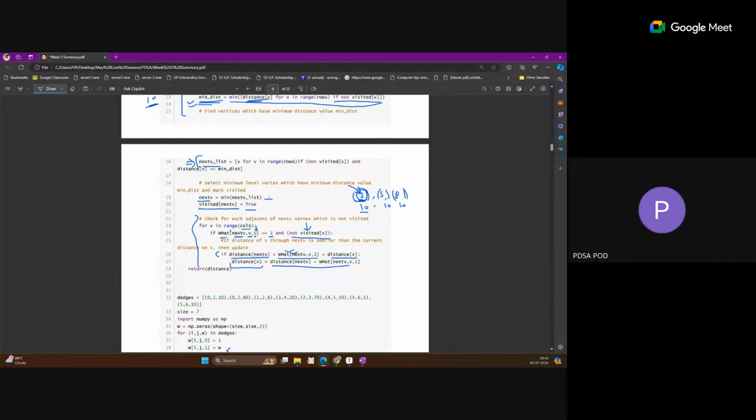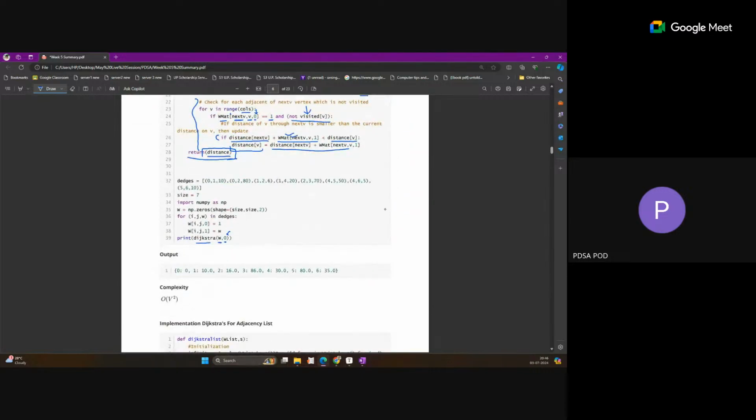So now we are repeating this cycle for each vertex. Every time we are selecting the minimum distance vertex and then checking the neighbors. If neighbors are not visited, then we will update the distance if we get a smaller distance than the previous distance. After completion of this for loop, finally we are returning this information, the distance. This is actually a dictionary that will return you information like this.